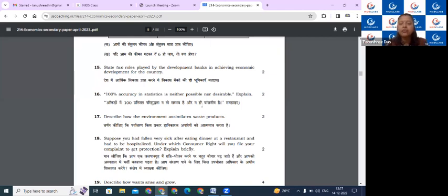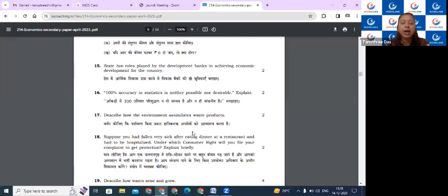Then suppose you had fallen very sick after eating dinner at a restaurant and had to be hospitalized. Under which consumer right will you file your complaint to get protection? Explain briefly. Your right will be the right to safety. It is said that whatever product you are eating or using must be safe. That means the manufacturer or the restaurant must follow all the safety guidelines provided by the government. So we must invoke the right to safety and ask for redressal from the particular restaurant.